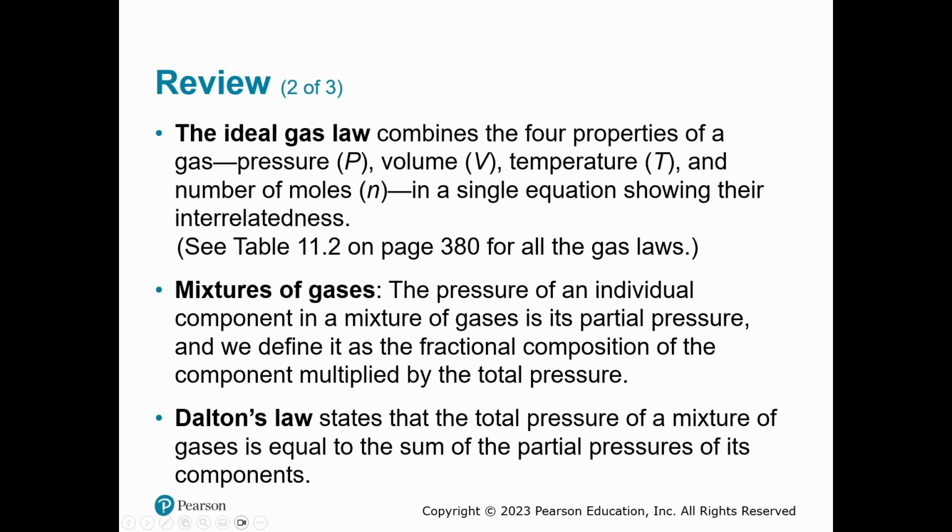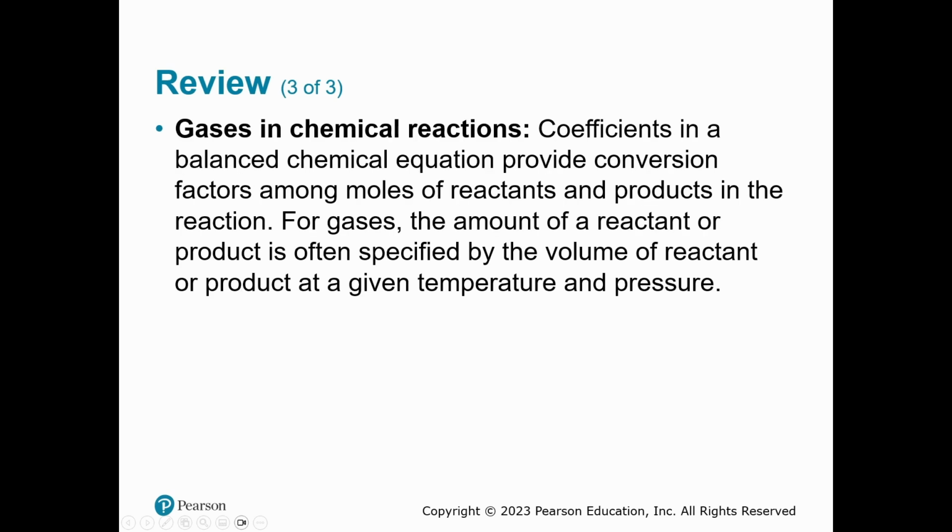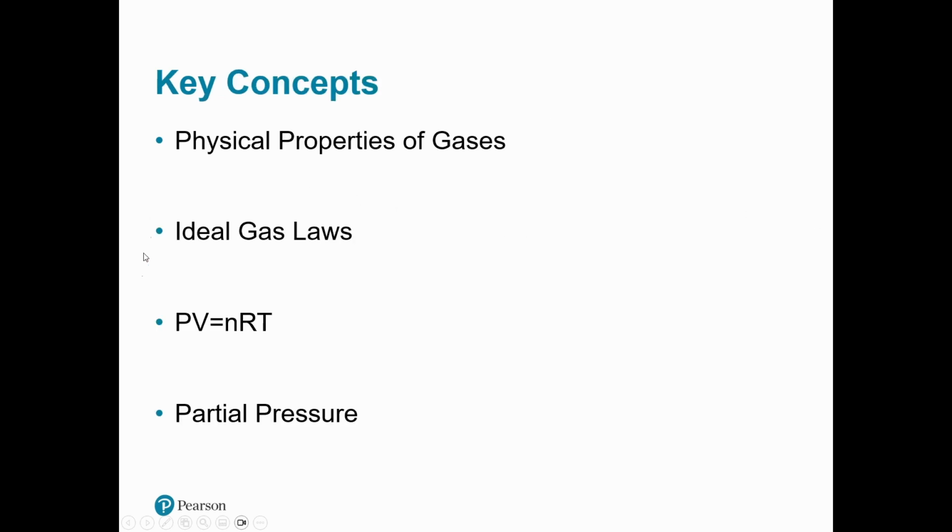This is our PV equals nRT. This is the most useful equation we have. We talked about partial pressures in Dalton's law, how we could just sum up all the partial pressures to get a total pressure. The partial pressure is the fractional percent of that gas in the total mixture. And then we can do reactions with gases and use PV equals nRT to solve for individual variables. Most important is the ideal gas law, PV equals nRT, but the physical properties of gases and the partial pressure calculations are important as well.